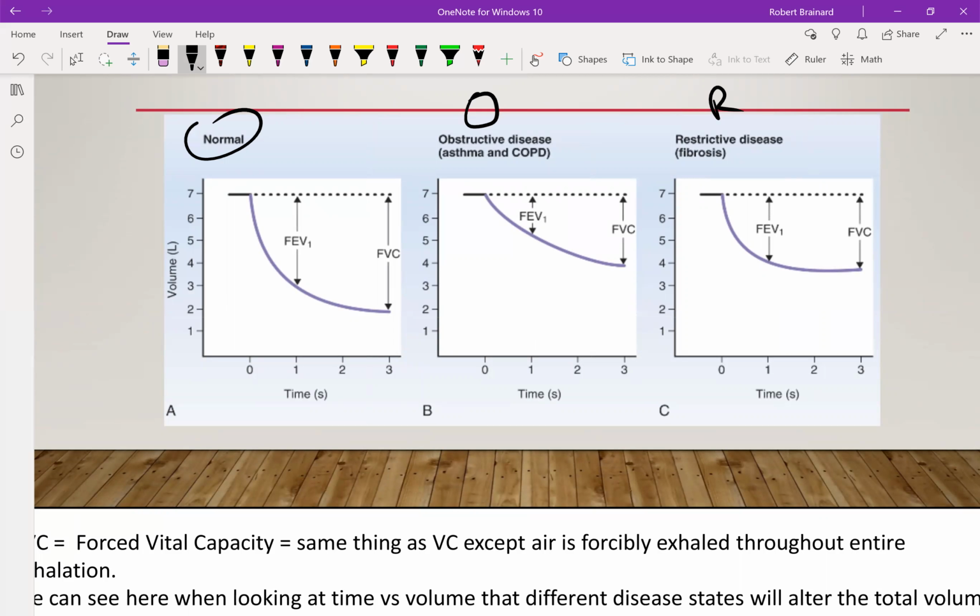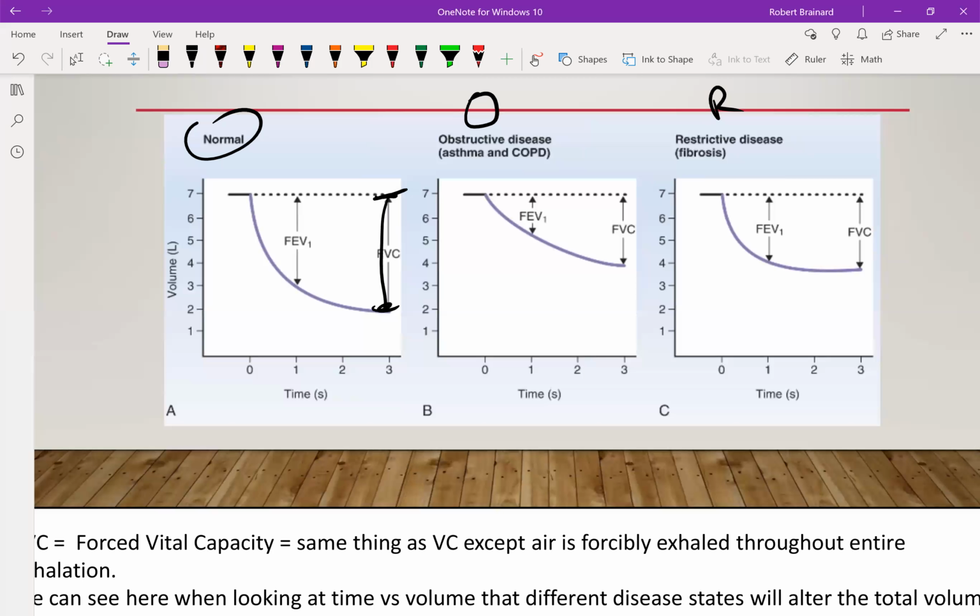So look at the FVC, that's forced vital capacity, or the total amount of exchangeable air as fast as possible. So that's a maximal inhale, and then you blow out as fast as possible, as much air as you can. That's forced vital capacity. If you look at the delta right here, the forced vital capacity of a normal individual is larger than not only the obstructive forced vital capacity, but also the restrictive, okay?